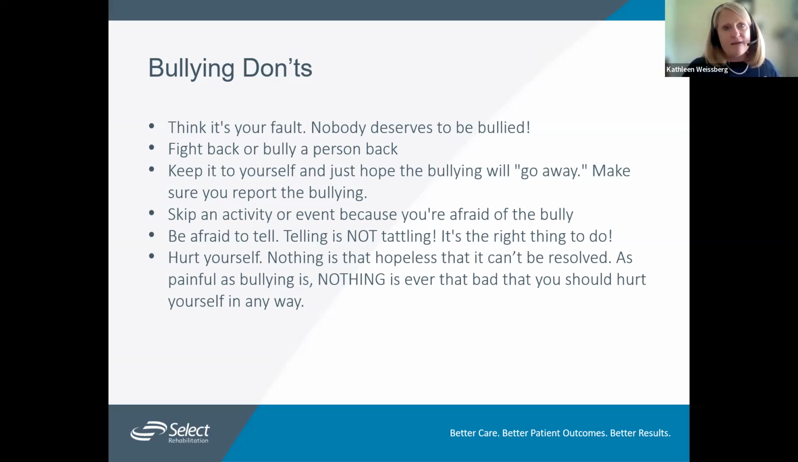For the target, again, don't keep it to yourself. It's not going to go away. We do need to address it. Don't skip an activity. Don't skip a meal. Don't walk away from things. Be there, be forward facing, be confident, because ultimately we have your back. We are going to protect you. We're going to help intervene as well.